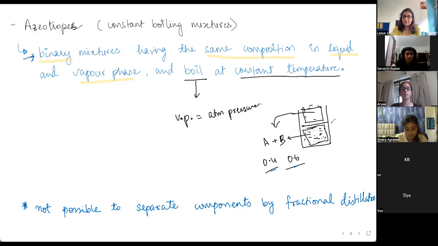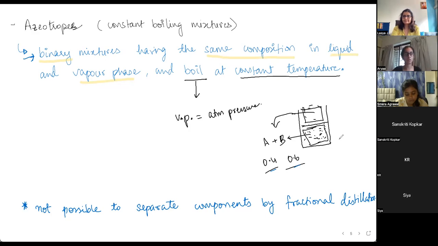When we say constant temperature, does it mean that the individual components also have a similar boiling point, or does that mean that when they are in the mixture, the temperature at which the whole mixture boils is the temperature we take into consideration? Yeah, the temperature at which the whole mixture boils.